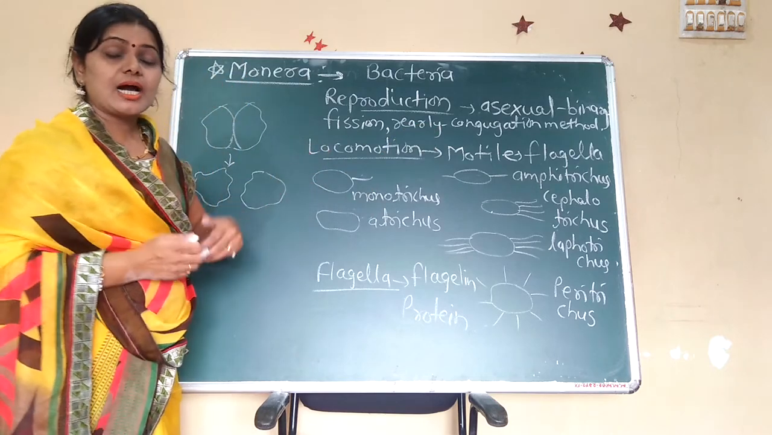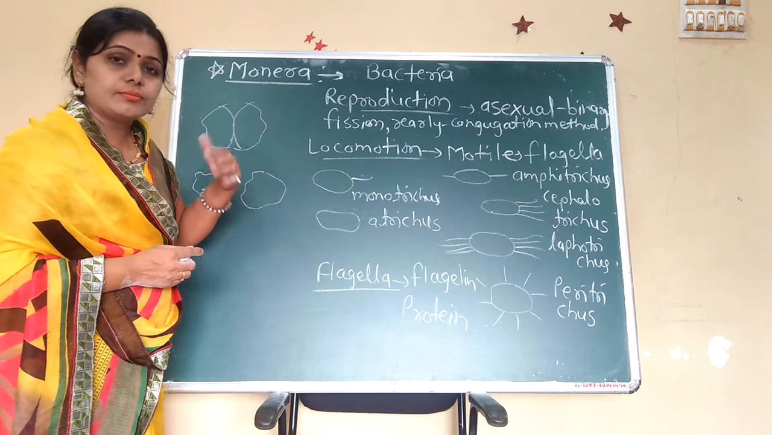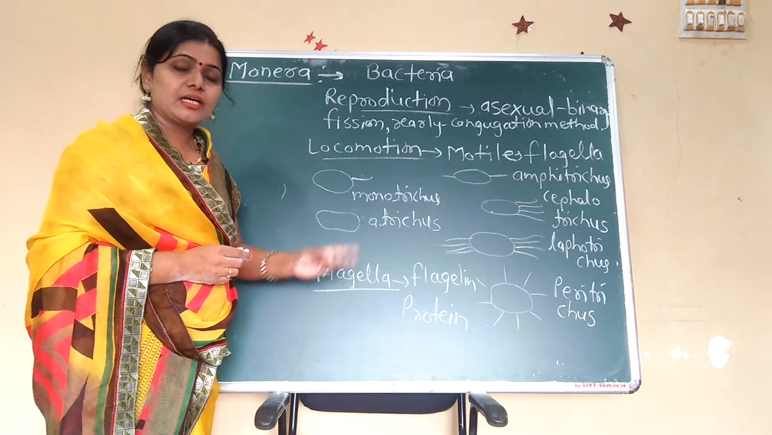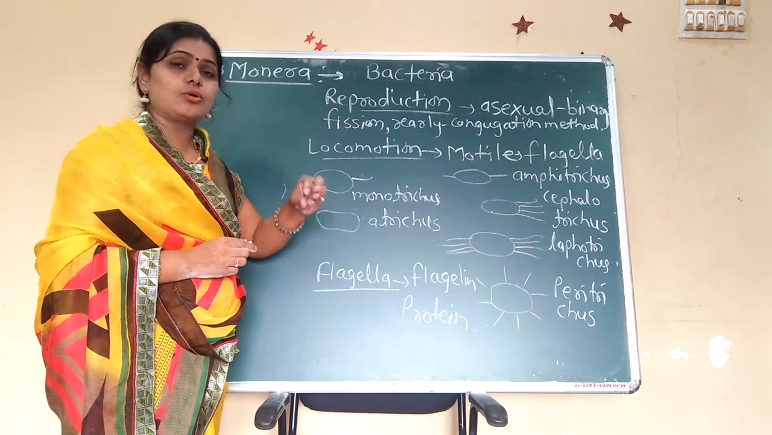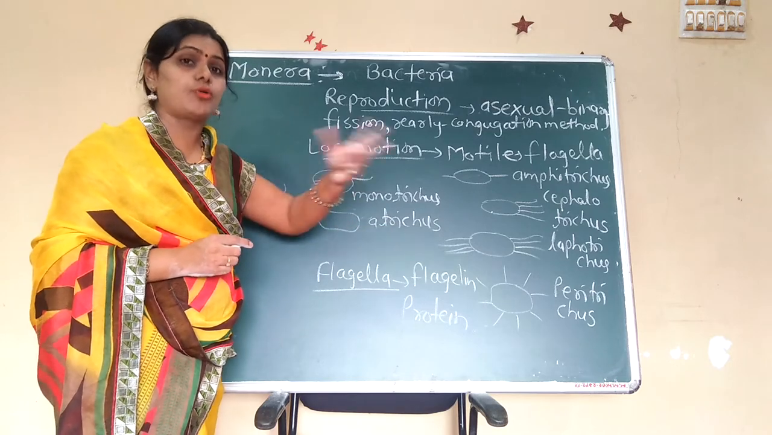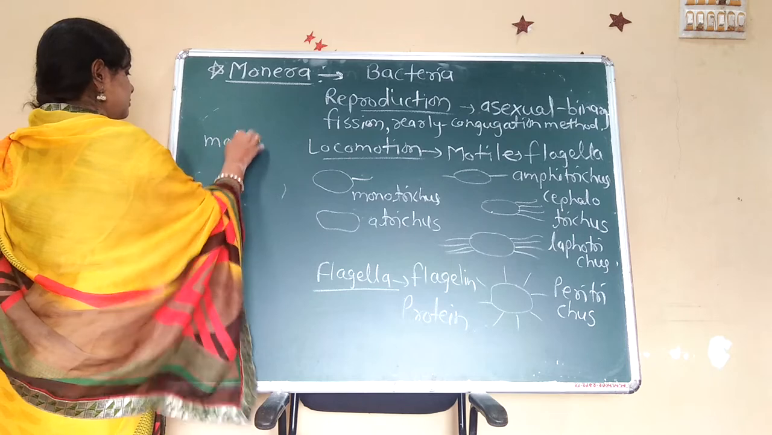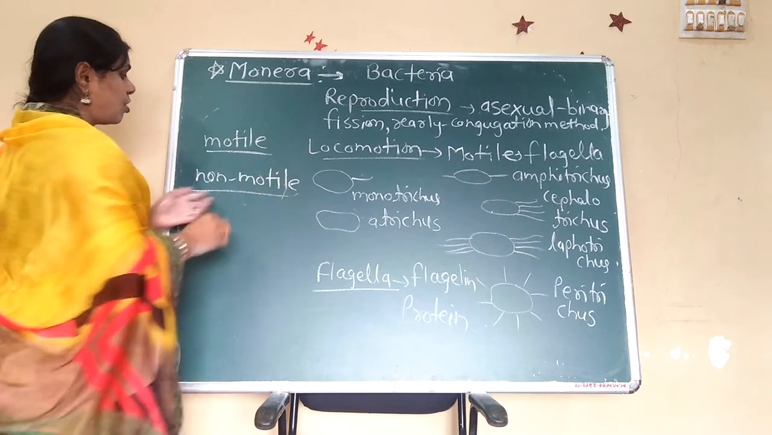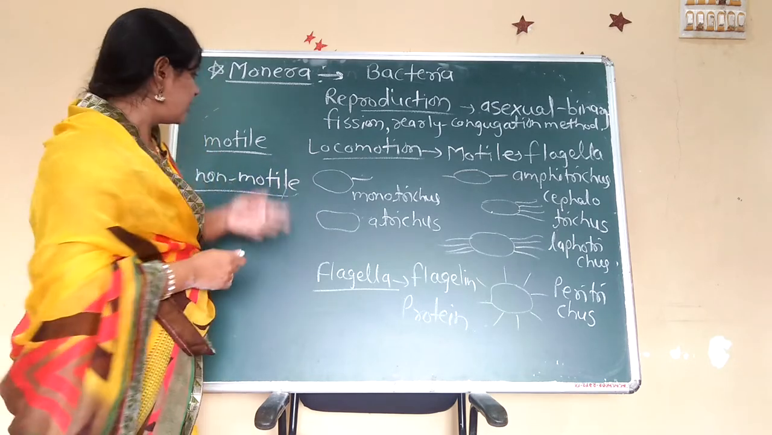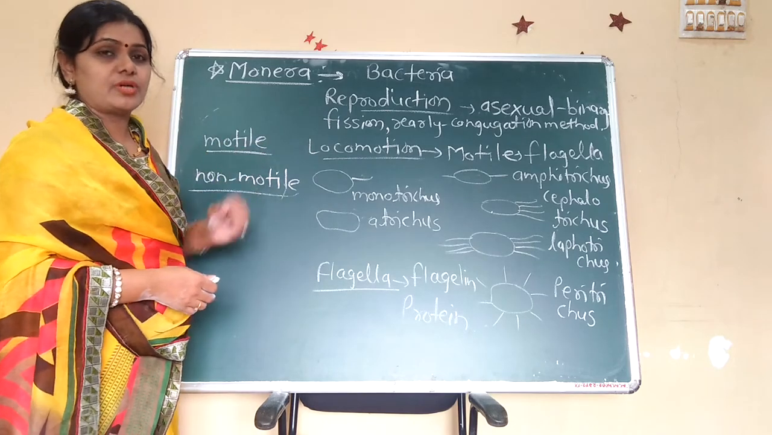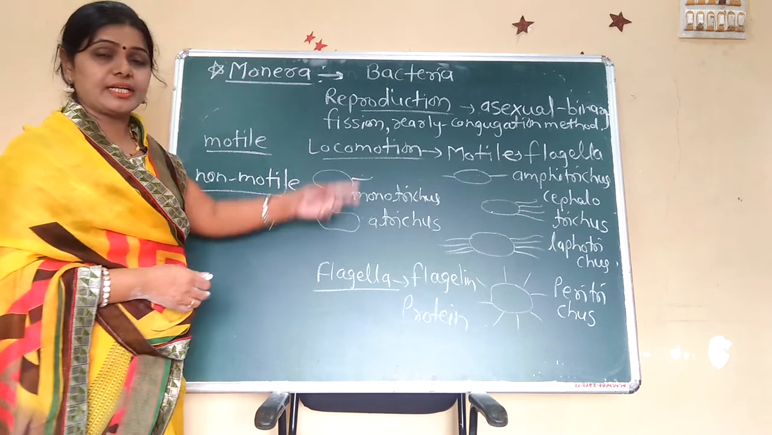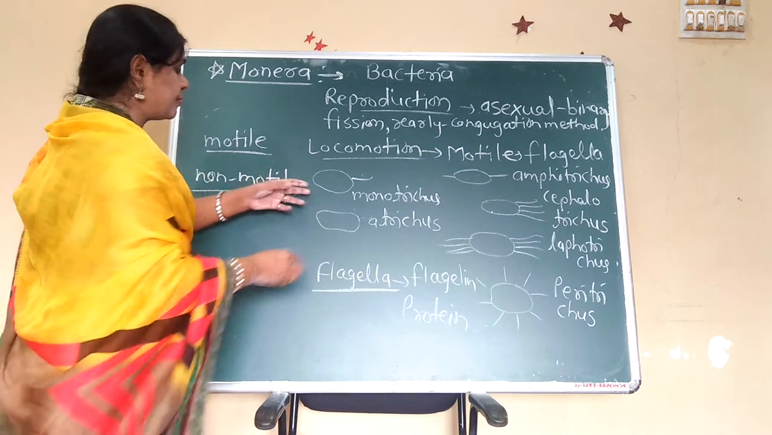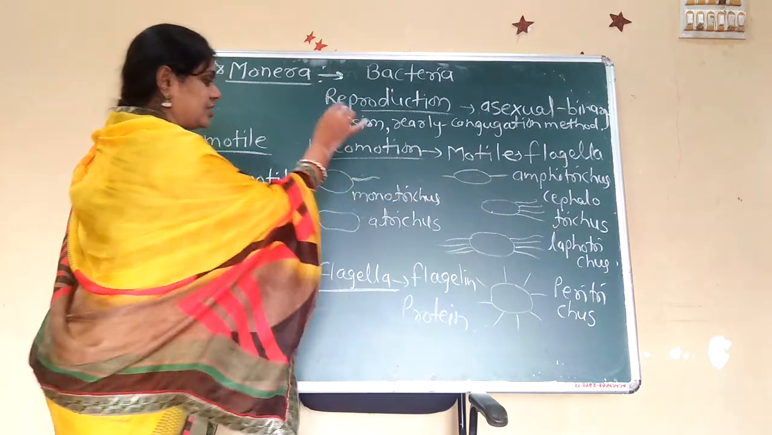Then the locomotion. These kingdom Monera organisms or bacteria, they are either motile or non-motile. Non-motile means stationary, they do not move. Motile ones move. And these motile organisms or motile bacteria move because flagella are present. These flagella are present. Flagella, this structure, is the flagella.